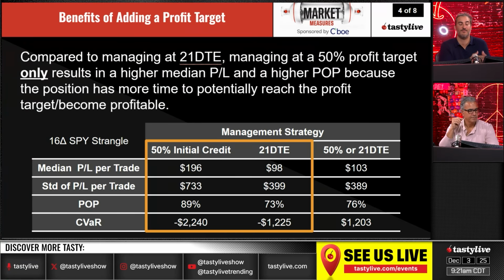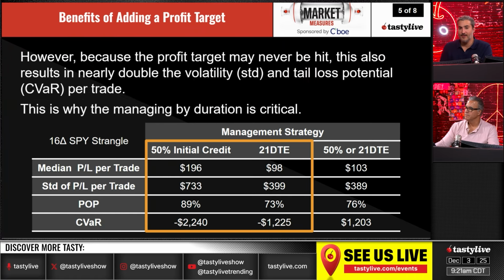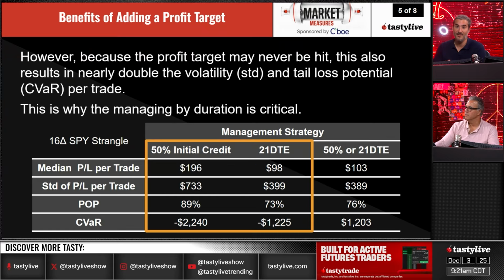If you're not at 50% at around halfway through the duration, you should be rolling the trade. That's for short premium naked positions like this. Yep. Next slide here. Because the profit target may never be hit, it also results in nearly double the volatility, which is our standard deviation of P&L, and tail loss potential on those 50% specific trades.